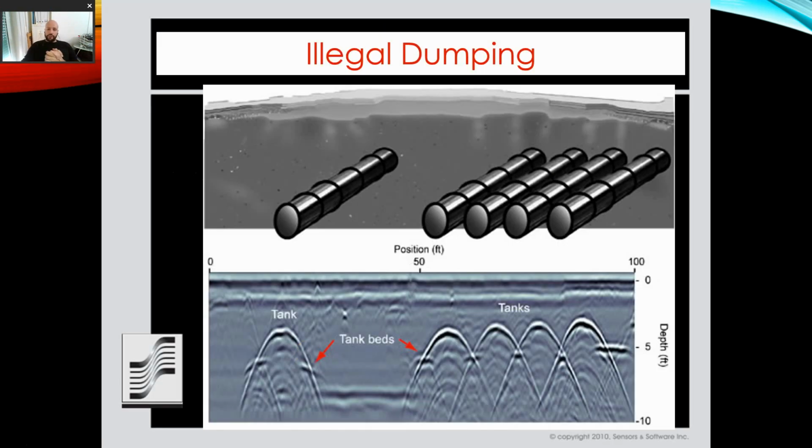This is another case of typical illegal dumping of metallic tanks. Okay, you can see clearly the anomaly of these tanks and the tank beds actually.